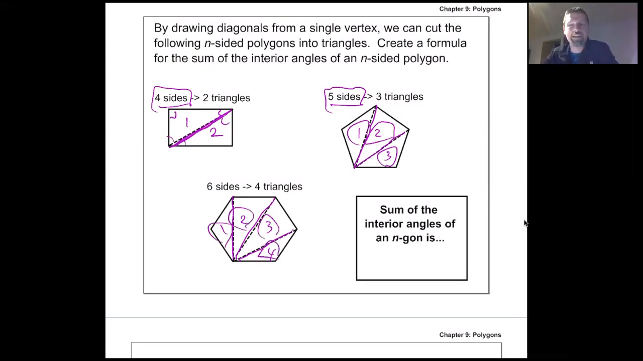Basically, the sum of the interior angles of any n-gon is just going to be n minus 2 times 180. This n minus 2 is for the number of sides, right? If I had 6 sides minus 2, that was 4 triangles. And that 180 is the number of degrees in the triangle. It's literally just finding how many triangles are in an n-sided figure. There will always be n minus 2 triangles. Each of those triangles has 180 degrees. So the total sum is n minus 2 times 180.